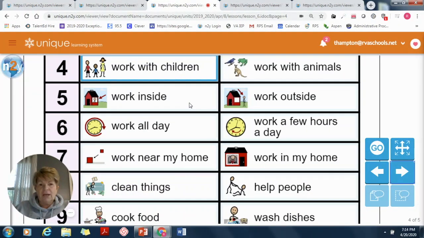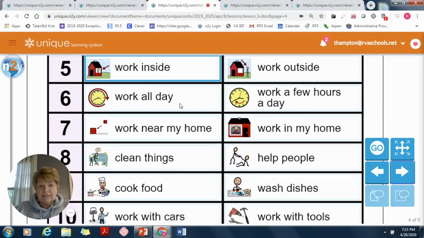I would like a job where I could, number 5, work inside or work outside. I like both, really. I think that's kind of a hard choice for me. But I'll go inside because for children, if it's rainy or very cold, they need to have the option to be inside.